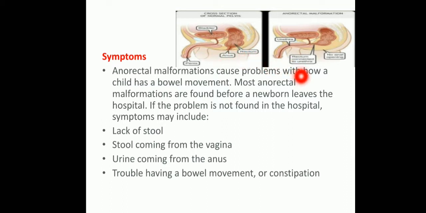What happened in these anorectal anomalies? Here the rectum and anus will not be open properly. Here the anomaly will be there. Sometimes it is connected with the urethra and then connected with the reproductive tract. Some fistulas will be there. That is about the clinical features of anorectal anomaly babies.